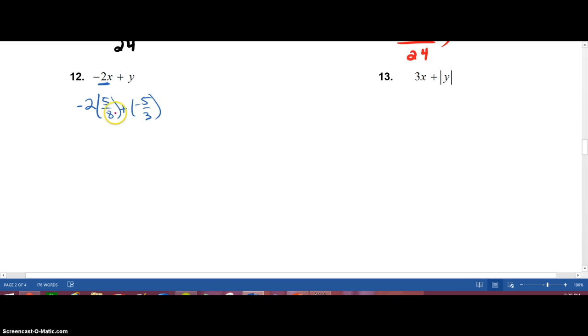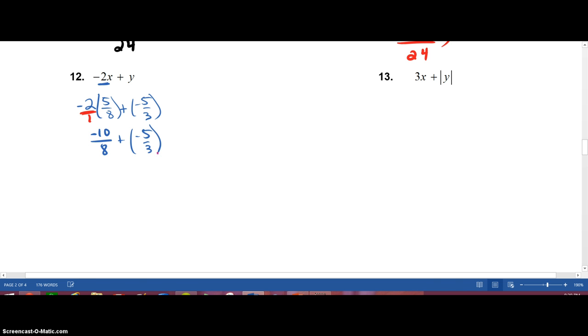Now, negative 2 and 5/8, that means to multiply. So I'm actually going to make this negative 2 over 1, so I see it as 2 fractions, because we know how to multiply fractions pretty easily. All we do is multiply numerators and multiply denominators. So negative 2 times 5 is negative 10/8 plus negative 5/3.